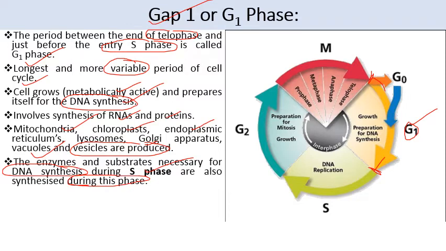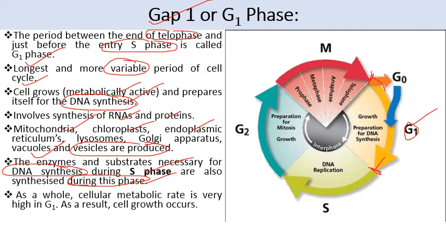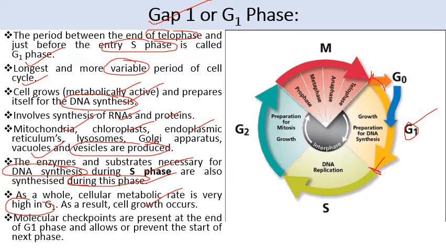So इस phase में ये important events होते हैं. As a whole, cellular metabolic rate is very high in G1 phase. As a result, cell growth occurs. Cell जो है growth ज़्यादा करता है and it approximately doubles its size.